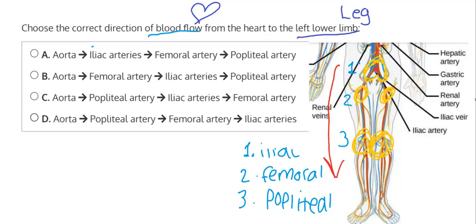And looking at the choices, we see option A has iliac first, then femoral second, and then popliteal third, keeping in mind that they all start with aorta. And in this case, option A then would be your correct choice.